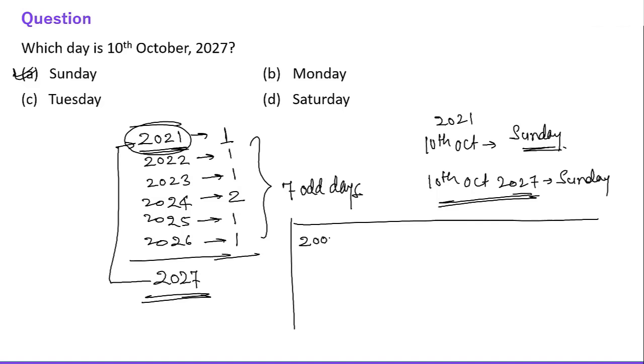So 2000 plus 26 plus 27. This is January, February, March, April, May, June, July, August, September, and October, right?